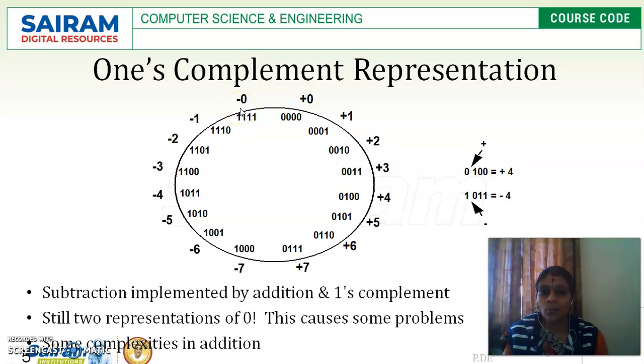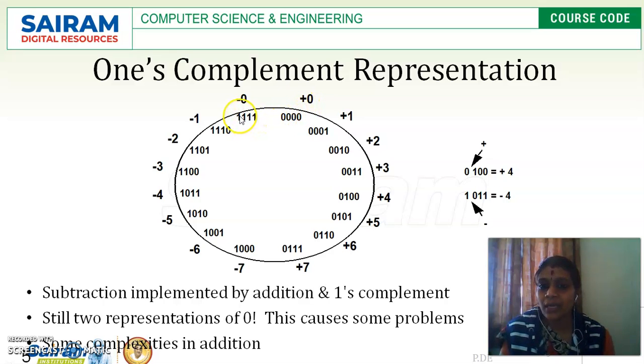What is called the ones complement representation? For example, see 0000, this is for plus 0. If we change all the ones into 0 and zeros into 1, this is called a ones complement, right? Here all four zeros are there, this is called plus 0.